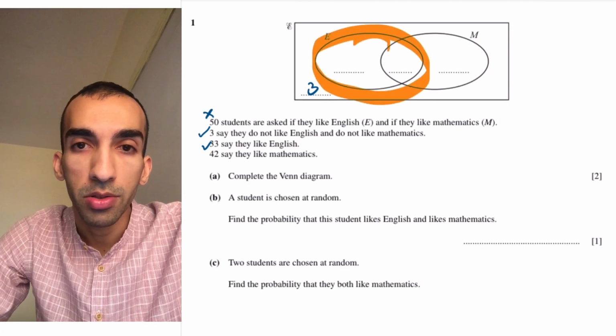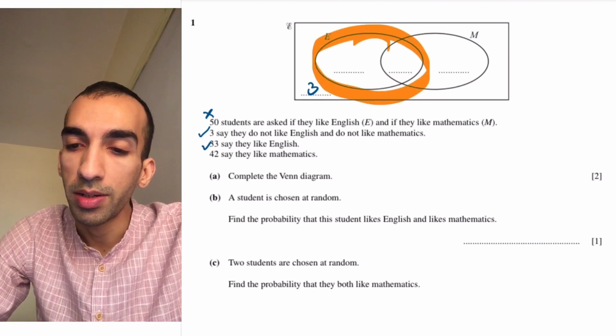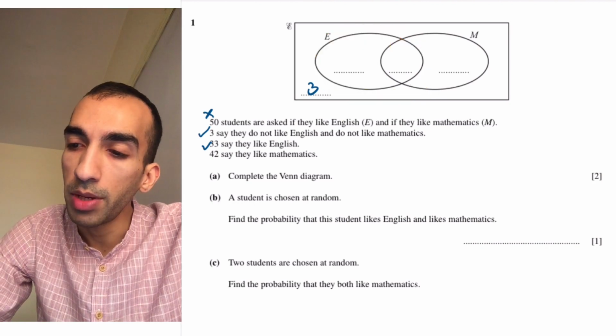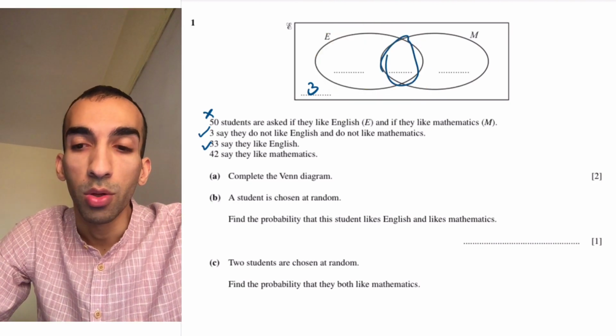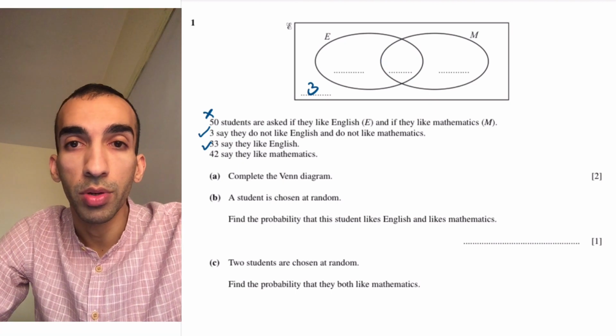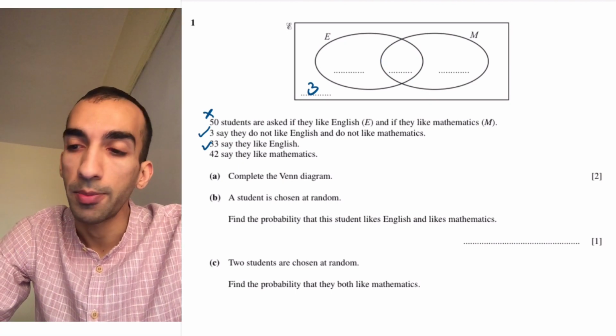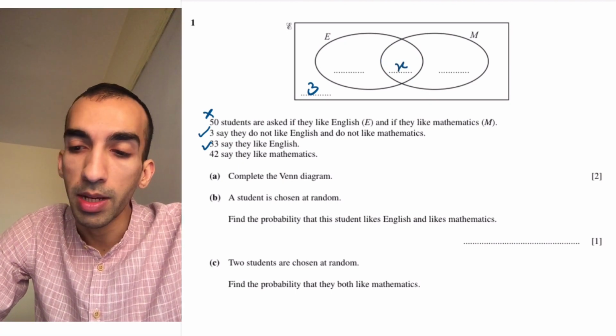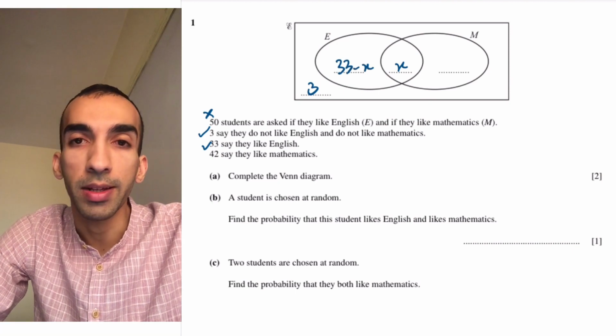When they say English, just English, this entire circle represents English. However, they haven't mentioned the part that's overlapping. The overlapping part represents the number of students who like both English and mathematics. We're going to mention them as X. The remaining is going to be 33 minus X.